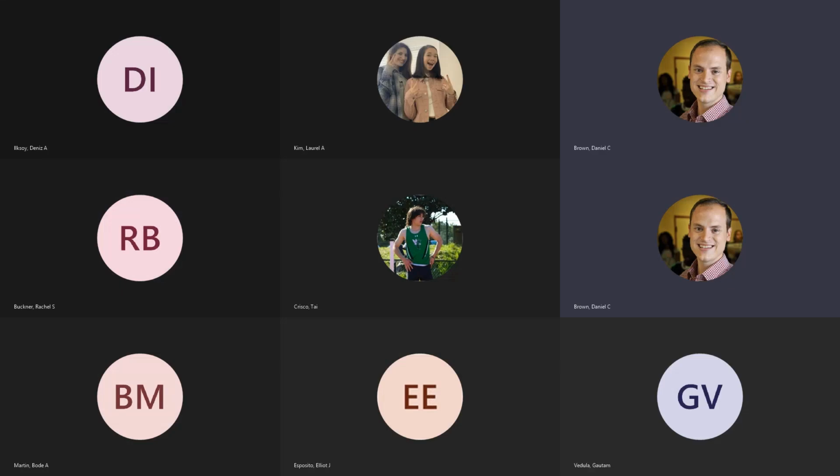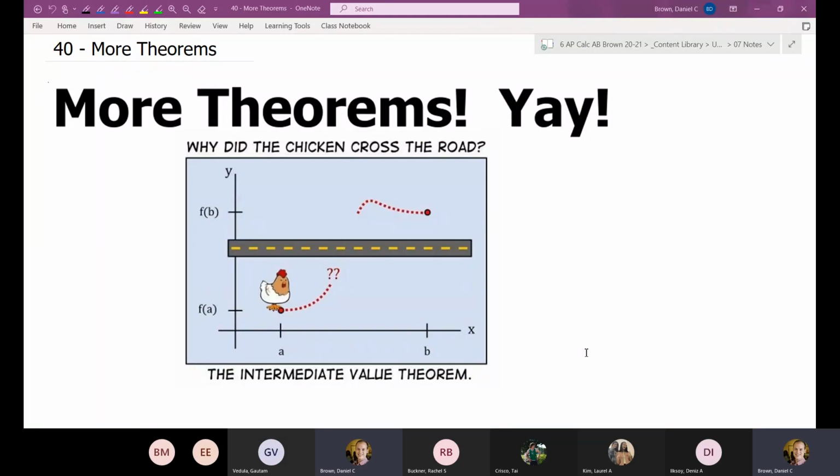But this is the last topic that we have to cover for this unit. I have it just kind of generically called more theorems. There are 5 theorems that we have to know in AP calculus. And I probably shouldn't say this as a teacher, but I'm going to anyways. This is probably the most boring topic in AP calculus. It is my least favorite to teach, and I love calculus.